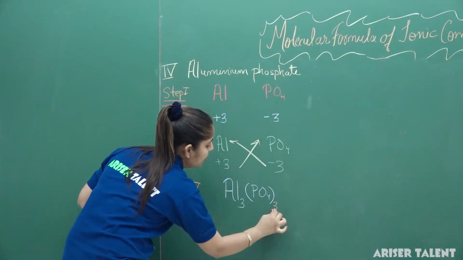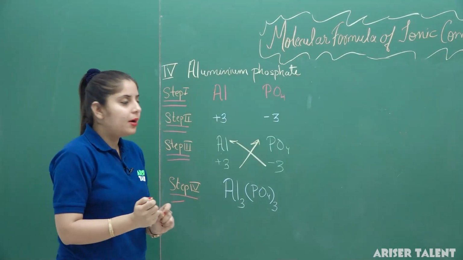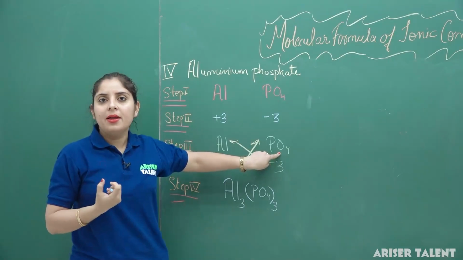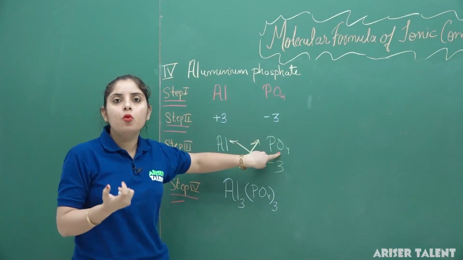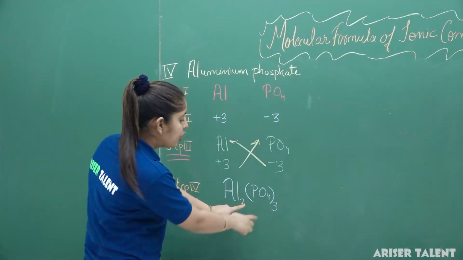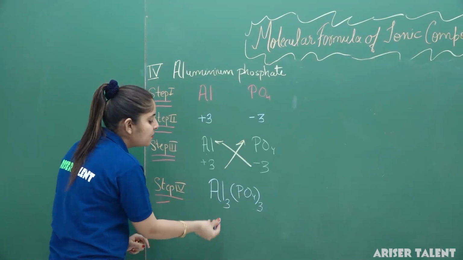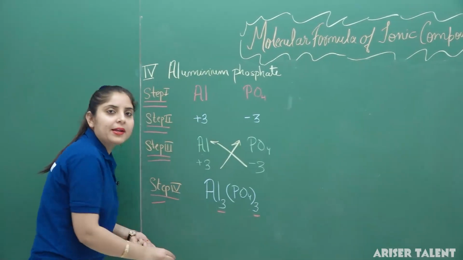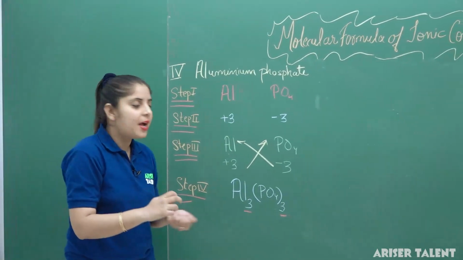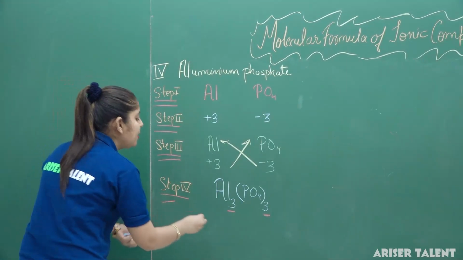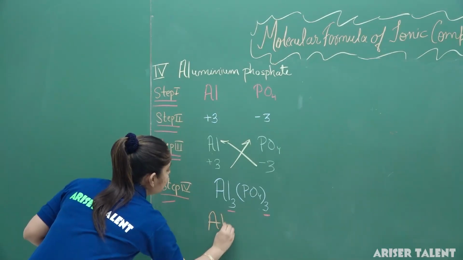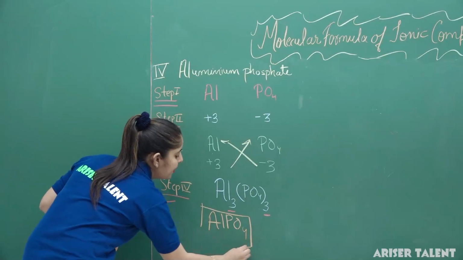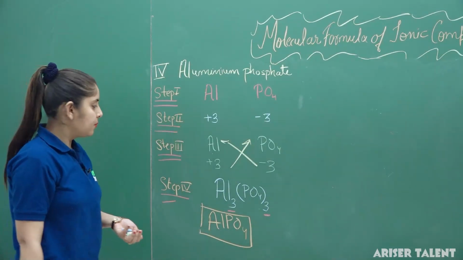(PO4)3. As I have told you earlier, PO4 is a polyatomic ion, which means it is made up of more than one kind of element, so I enclosed this in brackets. Now here we have 3 and 3, and 3 is a common factor, so we will divide the entire formula by 3 and we will get the final formula, that is AlPO4. This will be the formula for aluminium phosphate.